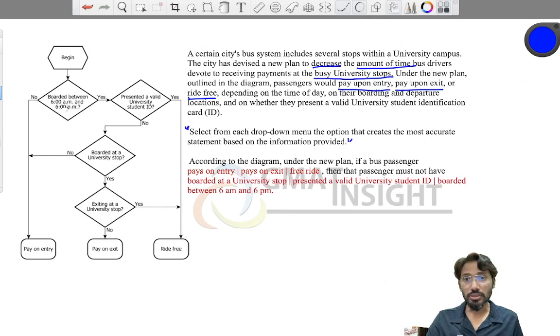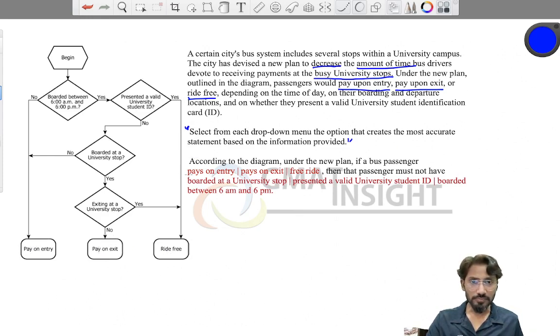And if you're not boarded between 6 a.m. and 6 p.m., then you have to just pay on entry. That's how it is. Also, if you have boarded between 6 a.m. and 6 p.m. but have not presented a university ID, and you have not boarded at the university stop, then you have to pay on entry. So the student ID is basically the important step wherein you decide whether you have to pay on entry, ride free, or pay on exit.